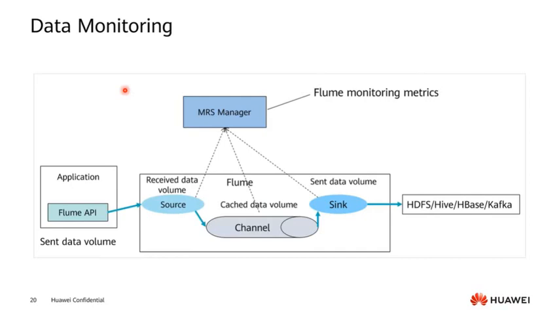And for data monitoring, we can use MRS Manager to check the running status and workload balancing of Flume. To be more specific, MRS Manager can visualize monitoring metrics such as received data volume of the source, cached data volume in the channel, and data volume written into the sink. Besides, Flume offers channel-based data caching, data sending, and data receiving failure alarms to notify the users if needed.